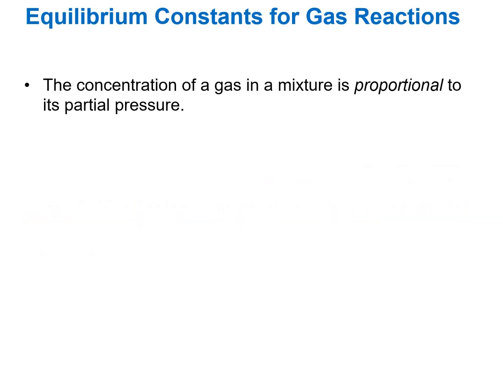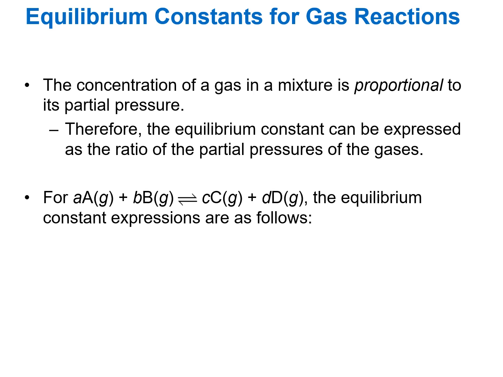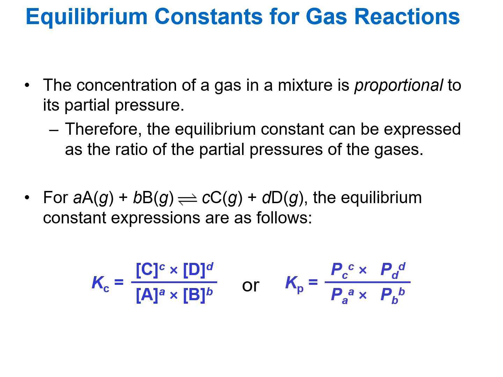Now we know that the concentration of a gas in a mixture is going to be proportional to its partial pressure. And we could therefore say the equilibrium constant can also be expressed as a ratio of the partial pressures of the gases. So if we had an equation that looked like this, we could express the equilibrium constant as a ratio of the concentrations of the products and the reactants, or we could express it as a ratio of the partial pressures of the products and the reactants.